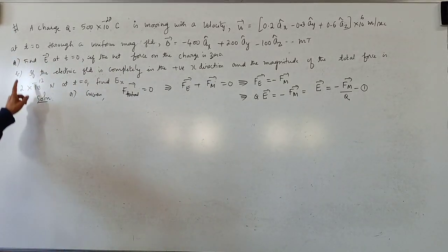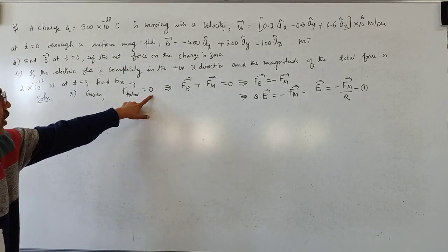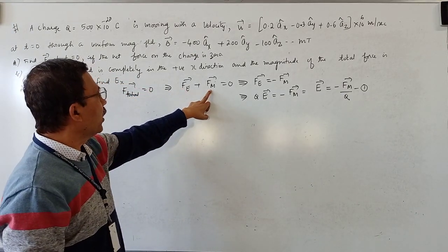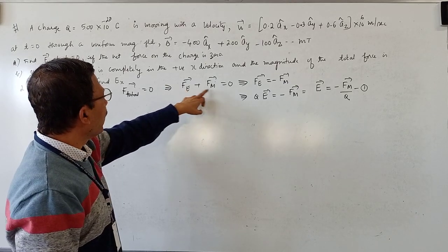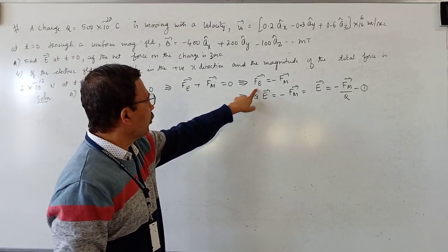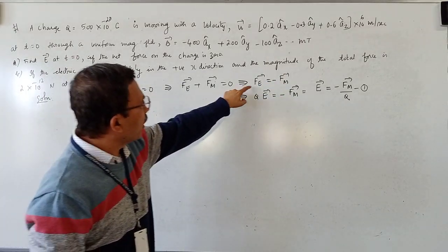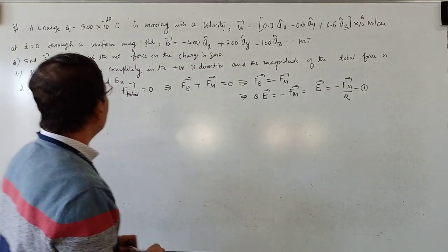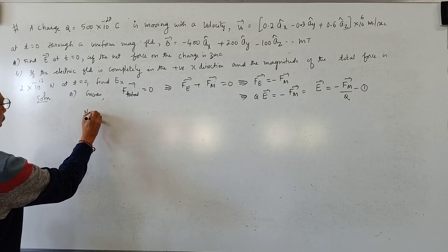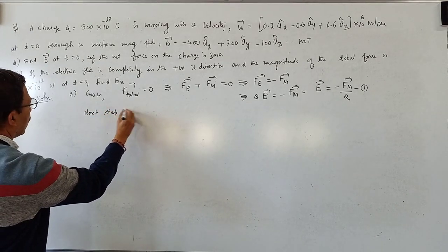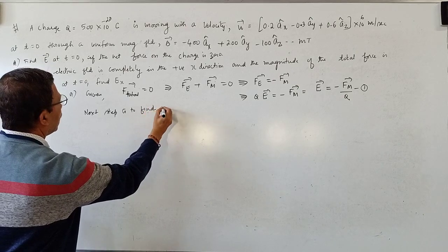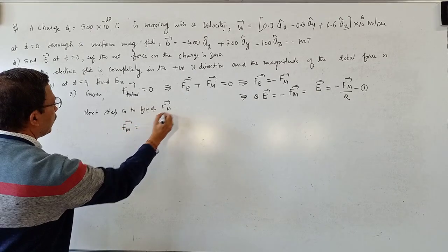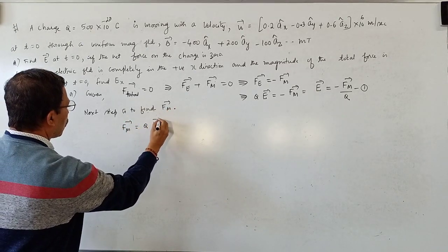It is given in the problem net force is 0. That means vector F total equal to 0. The total force is made up of electrostatic force and magnetic force. So electrostatic force is the negative of magnetic force. Now our objective is to find vector Fm. Vector Fm is equal to q times u cross B.